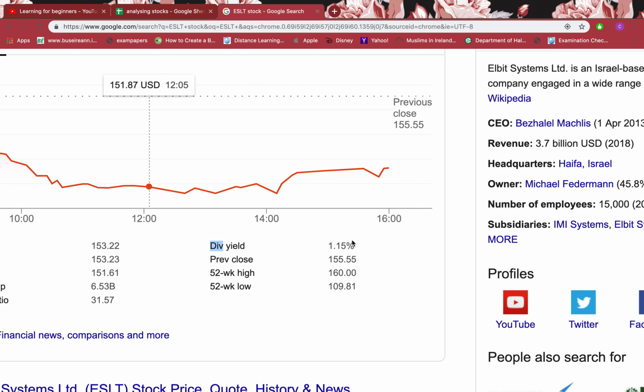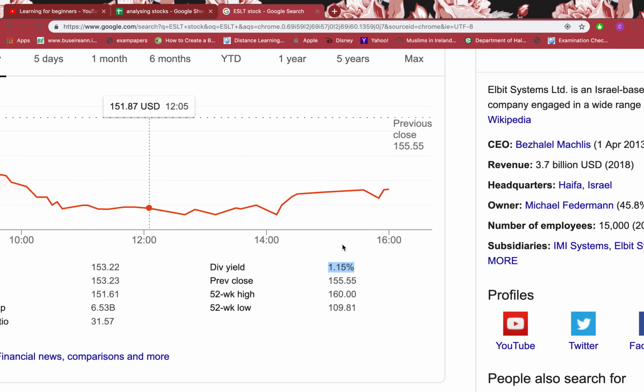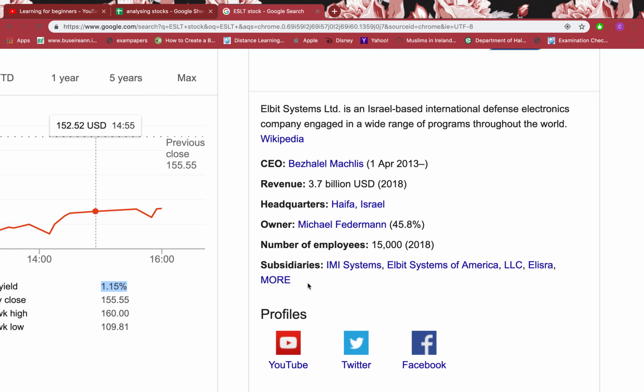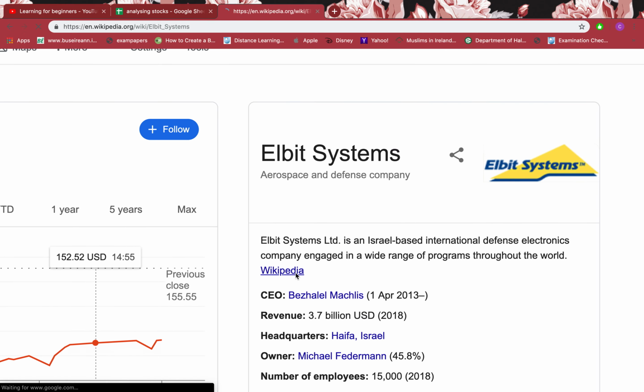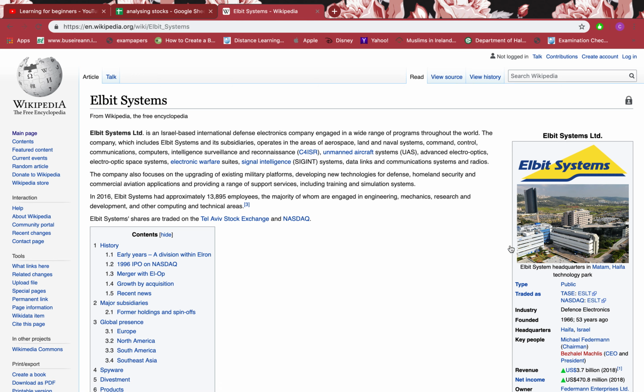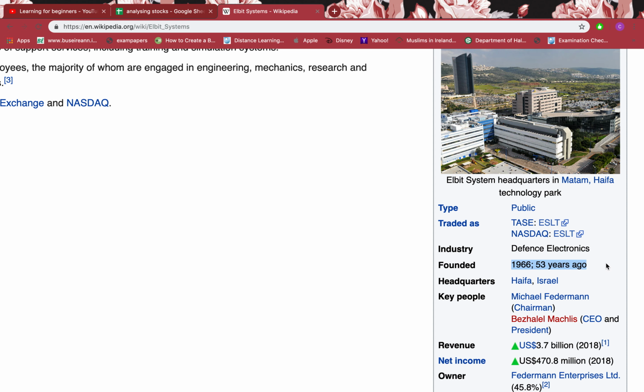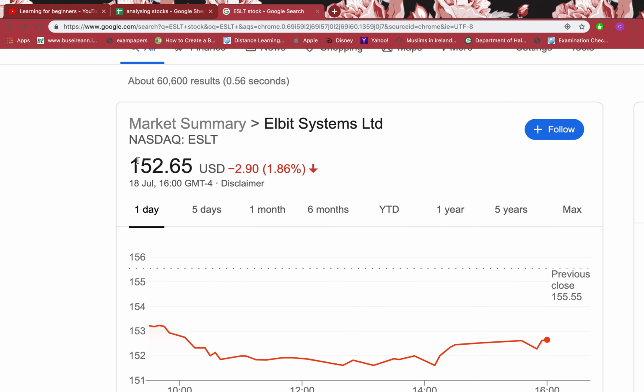Even if the dividend yield is low, it is still extra money. So it's a positive thing if a company is paying a dividend. It means they are strong financially. I want to go to Wikipedia. I just want to point to this box, because I want to know when this was founded. I can see 1966 from Wikipedia, and I can buy this stock right now at 152.65 US dollars.